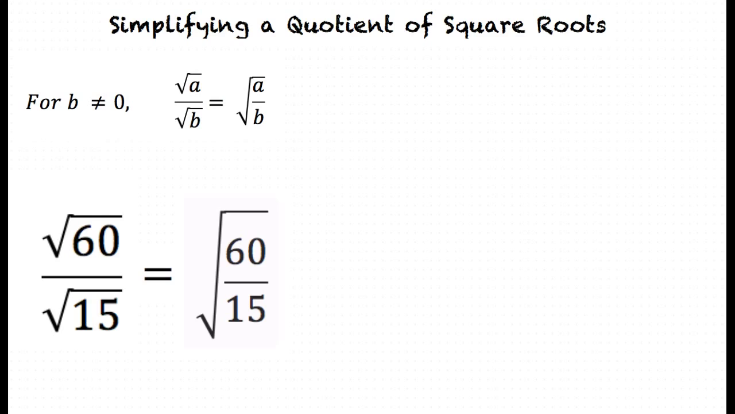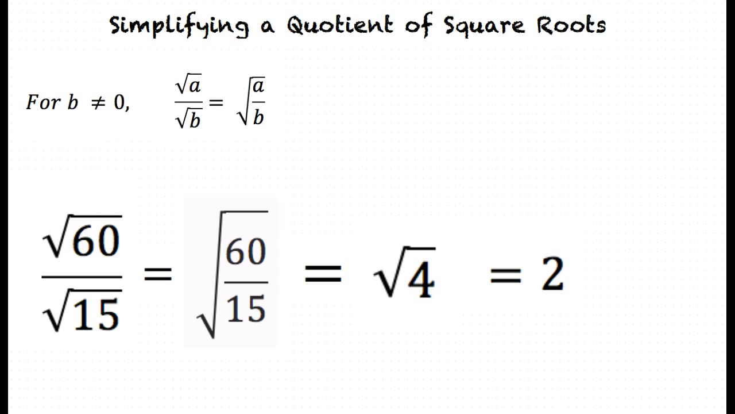Now, we can go ahead and divide the expression that is underneath the square root sign. Therefore, 60 divided by 15 results in 4. So the expression can be written as square root of 4. Using the square root rule, we can simplify this square root to a whole number. The square root of 4 is equal to 2. Therefore, the answer of the square root of 60 divided by the square root of 15 is 2.